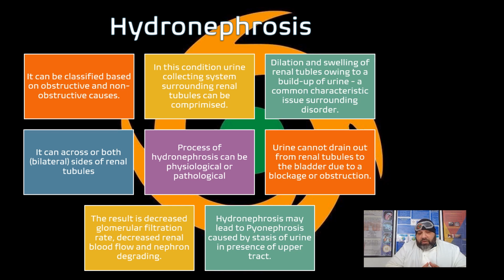Hydronephrosis can occur on both sides of the renal tubules. In regards to this, when it is on both sides, it's bilateral.